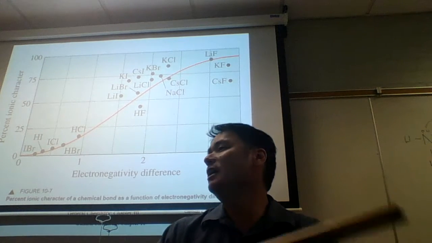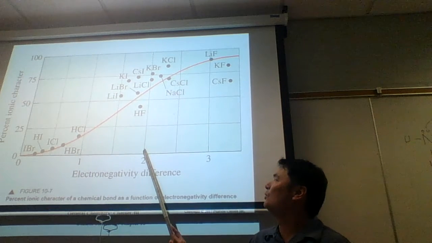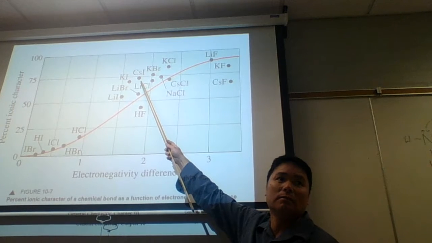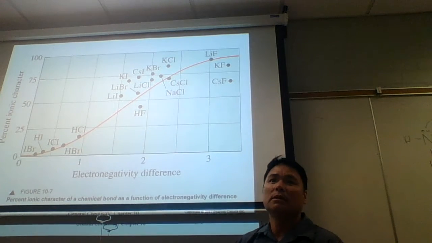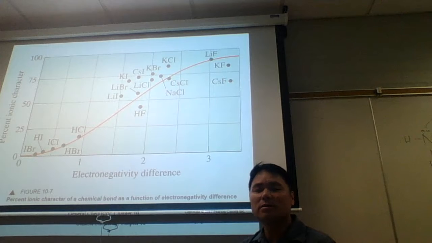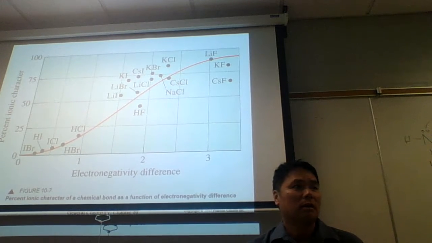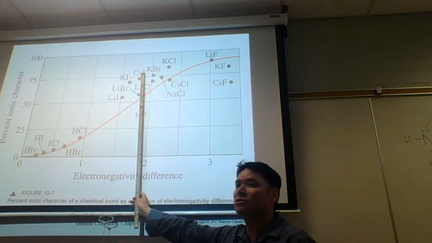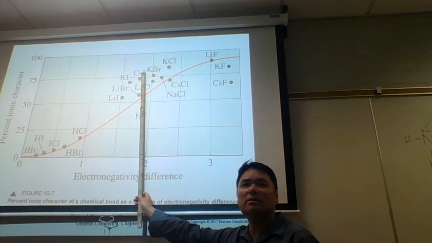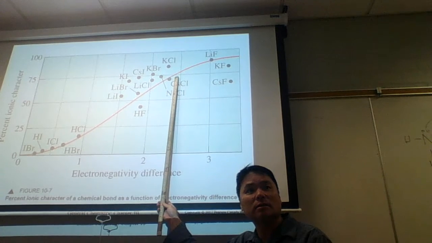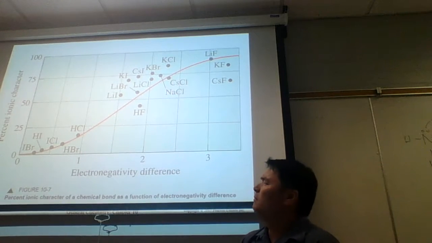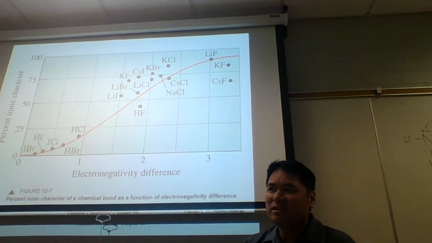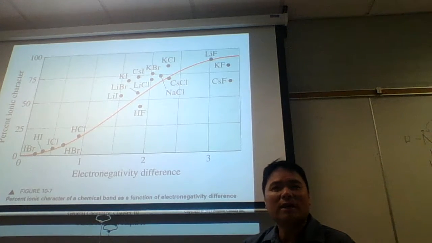Or if the delta EN is between 0.5 and 2, we call it polar covalent. Well, would you call cesium iodide polar covalent? I'd call cesium iodide ionic. Well, why would you call it ionic? Because its delta EN is less than 2. Shouldn't we have a delta EN greater than 2 to call it ionic? Yes. And so those numbers, would you call that a law?